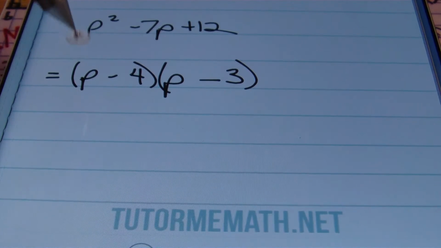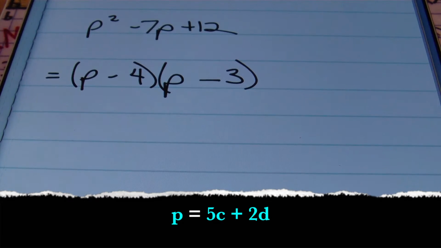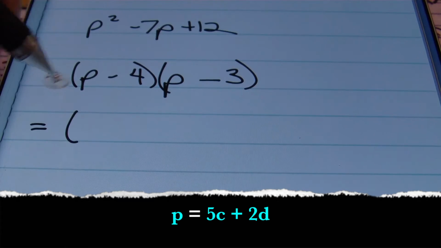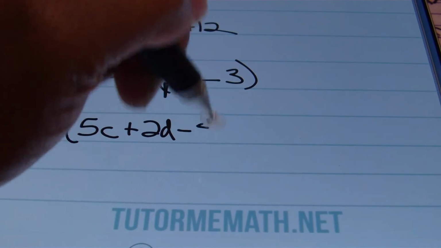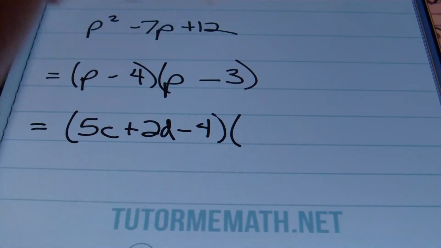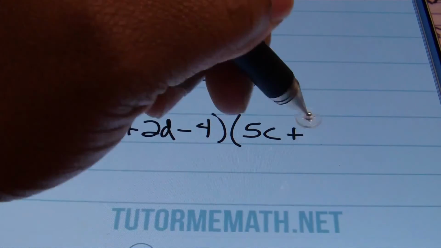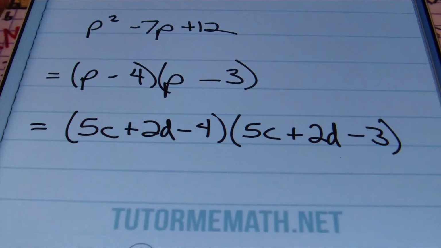However, that p was something that I made up. The variable p was never part of the original expression. So therefore, I need to plug back in what p stands for, which is the 5c plus 2d. So here, I'll rewrite it as the quantity of 5c plus 2d minus 4 times the quantity of 5c plus 2d minus 3. And this is going to be the result of our problem number 2.